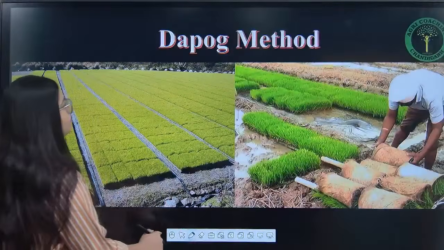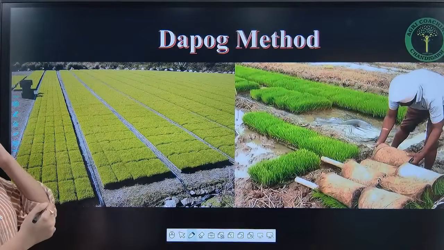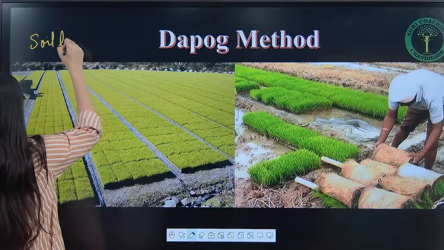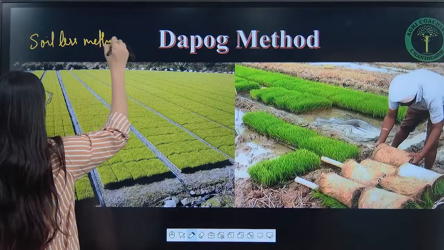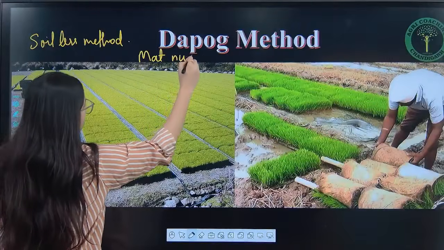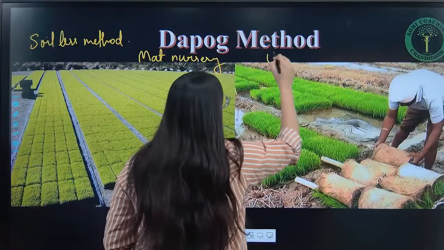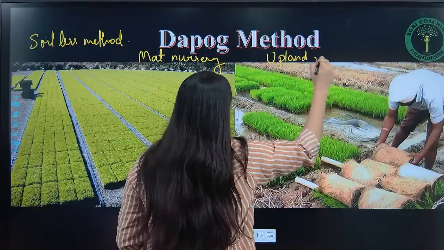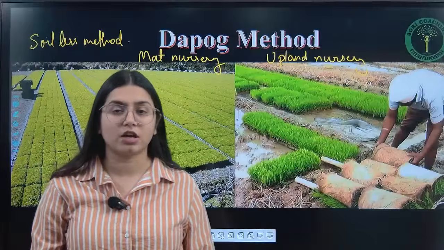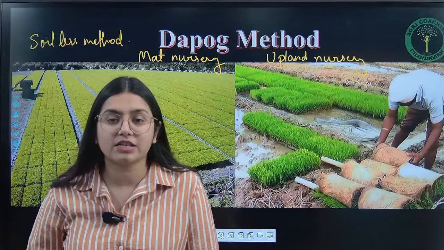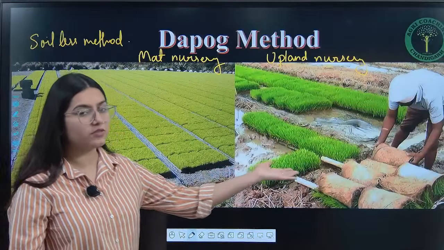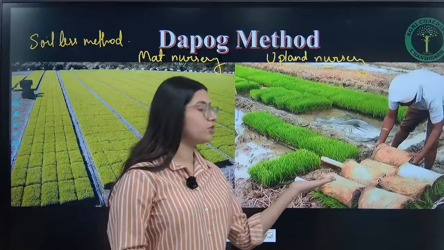Now let's talk about the Depog method of nursery. Now what's the catch here? It is known as the soilless method. It is also known as mat nursery. It is also known as upland nursery. These are the synonyms which are used for the Depog method. It is also a very good method. What is the meaning of mat? Do you know doormat? I suppose you all are familiar with it. See, it looks similar to the doormat. We can roll a doormat as well, and we are able to roll this nursery too.